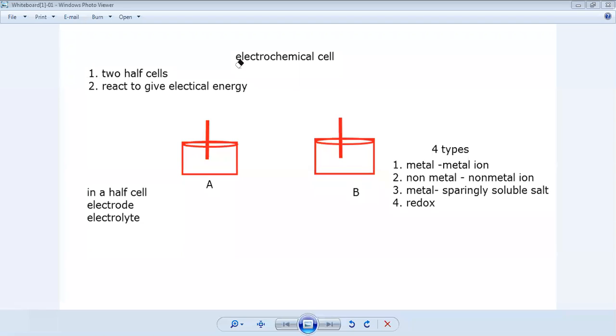Now let us move towards another part. What is the second one? Non-metal, non-metal ion electrode. So now what will be present over here? Non-metal ion and non-metal solid. Now can you give me an example of any non-metal?